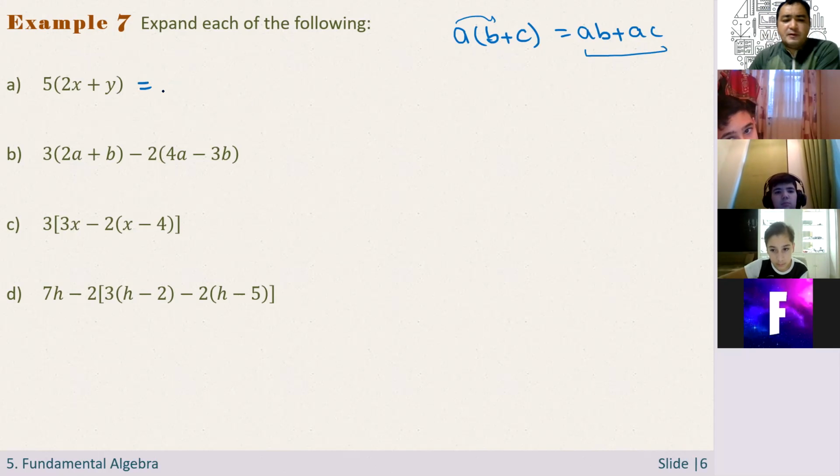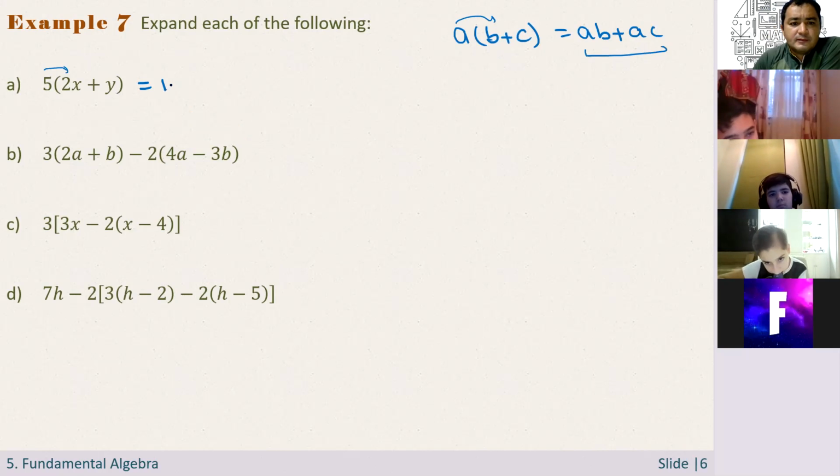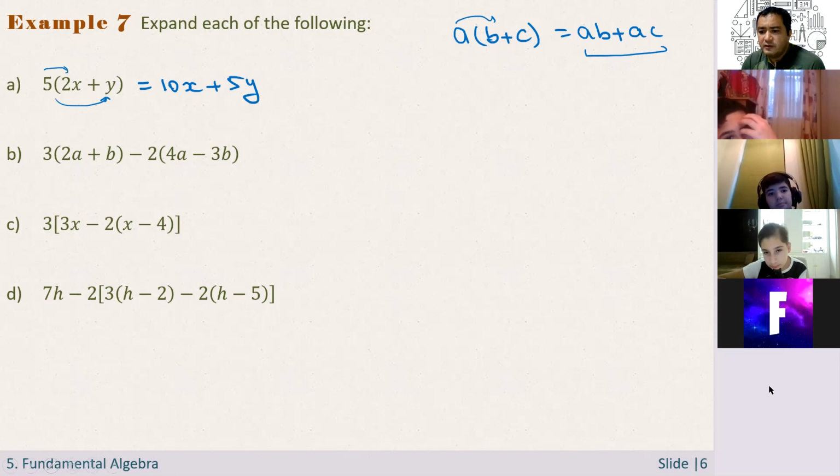Okay, let's continue. Zubayda, your turn. Can you expand this? It will be 5 times 2x. 5 times 2x will be 10x. Okay. And plus 5 times y, 5y. Okay.